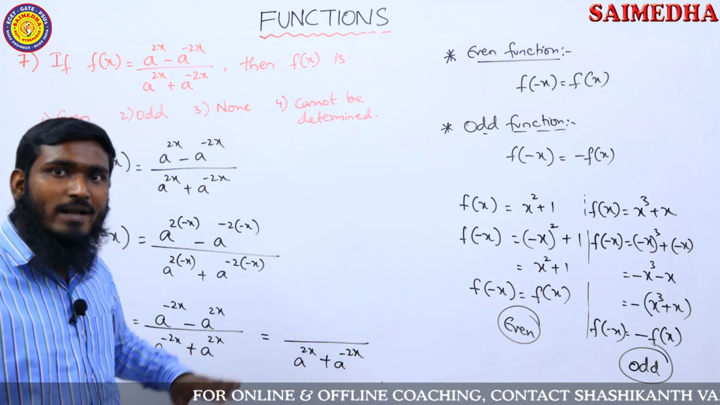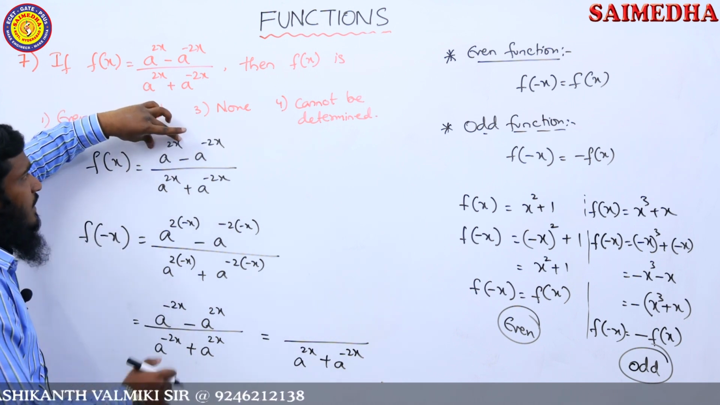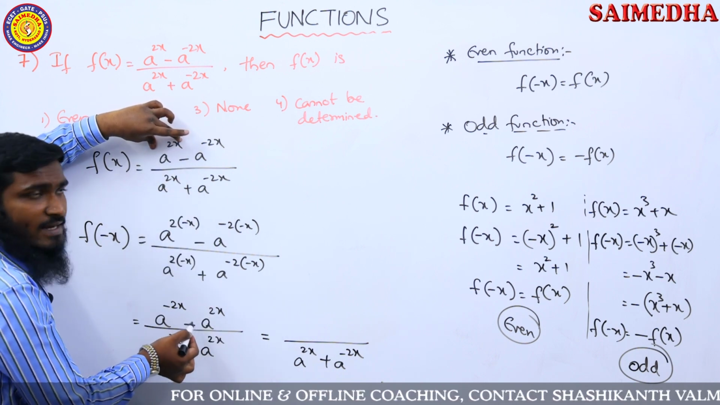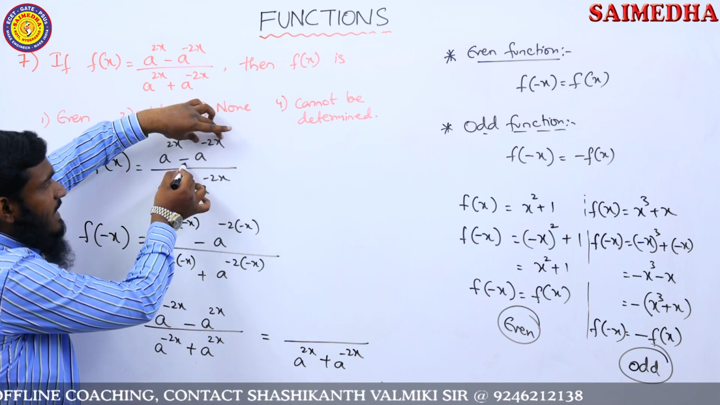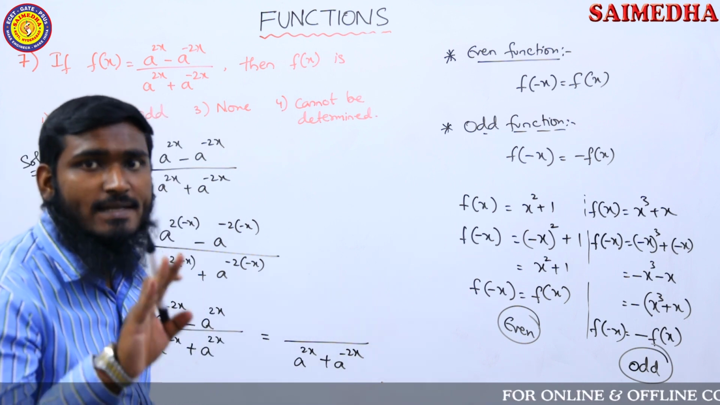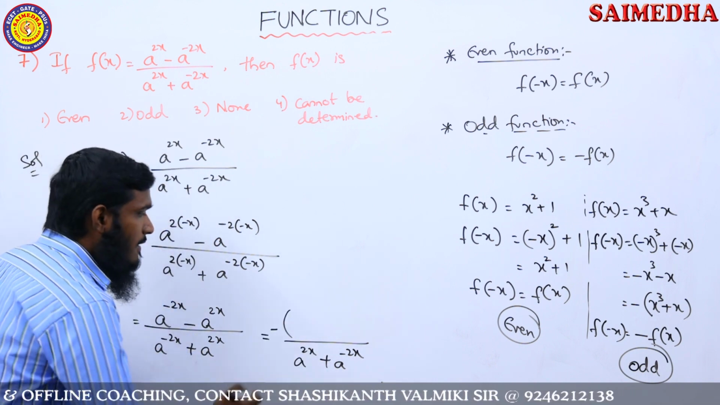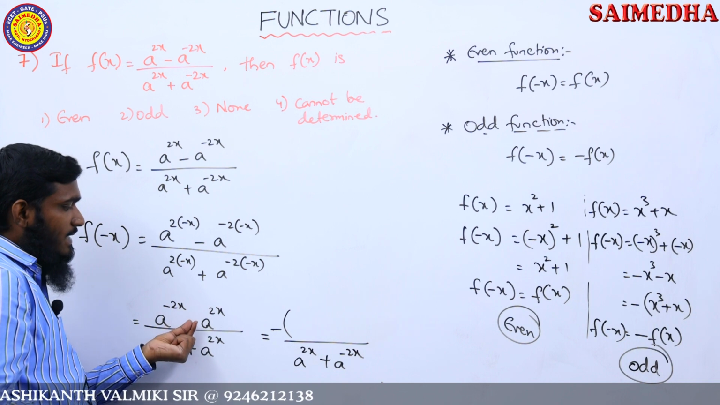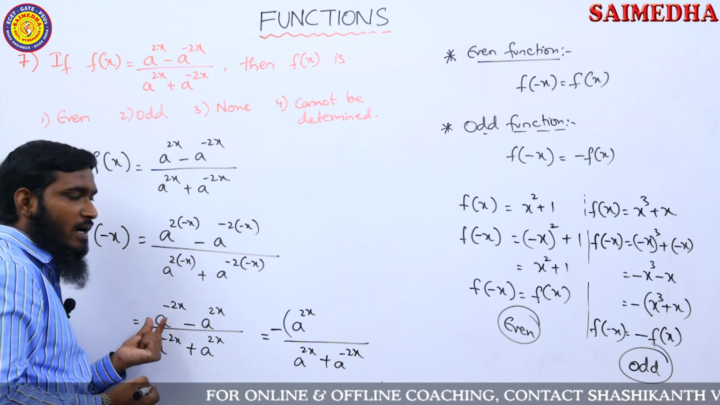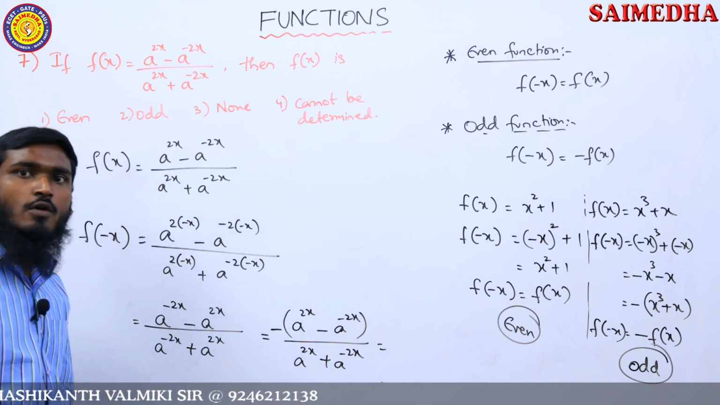Now what do we have to write in the numerator? In the numerator, we have a power minus 2x minus a power 2x. But when we compare with the function, the a power 2x part has the plus sign, and the a power minus 2x part has the minus sign. But over here it is the opposite. So what can we do? We can take the minus as common. If we take minus as common, this minus a power 2x will become plus a power 2x, then this plus part will become minus, so minus a power minus 2x.